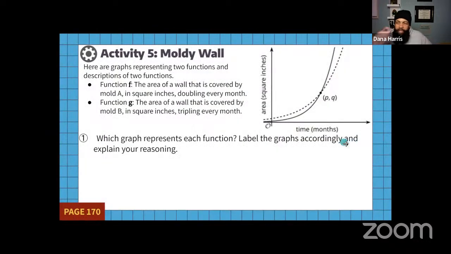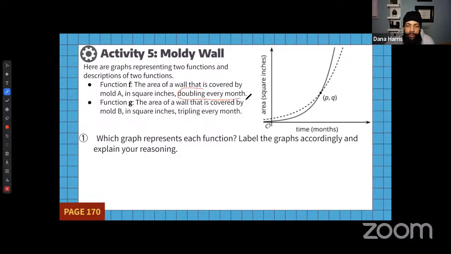Now, I'm going to go through this one really quickly because of time. I don't want this video to be too long. It says here are graphs representing two functions and descriptions of two functions. Function f, the area of a wall that is covered by mold A in square inches, doubling every month. That's important. Doubling every month. All right. Function g, the area of a wall that is covered by mold B in square inches, tripling every month. Okay. Which graph represents each function? Label the graphs accordingly.